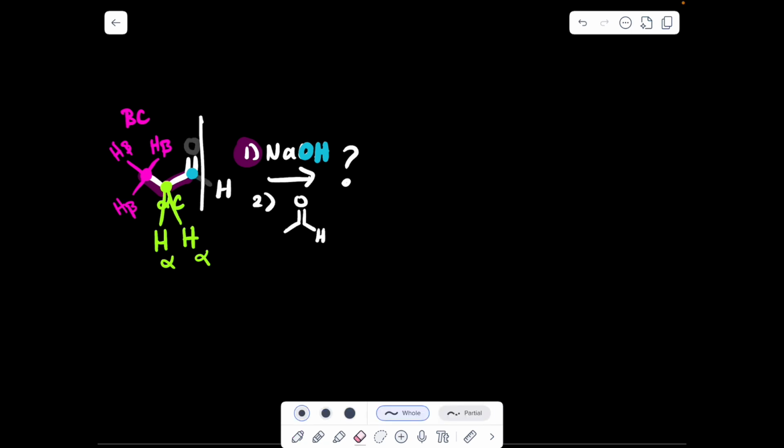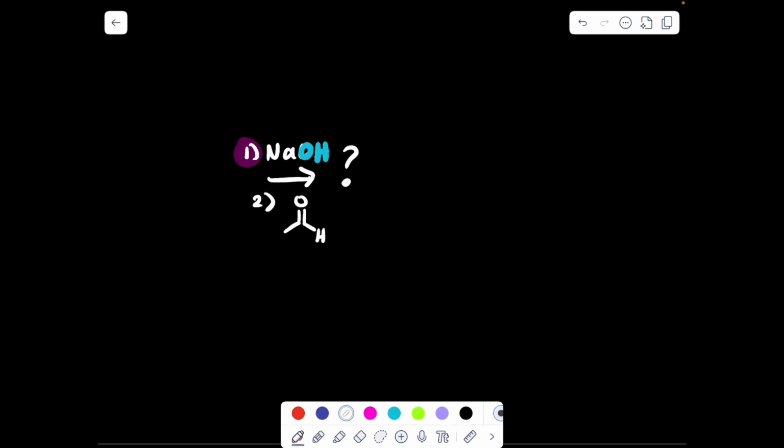I'm going to erase this to make it look a little bit cleaner. And right now we do not care about the beta hydrogens, so I'm just going to draw in the alpha hydrogens. So this is H alpha 1, let's say. I'm not going to draw in H alpha 2 because we don't really care about it right now. This base is only going to go and grab 1 hydrogen.